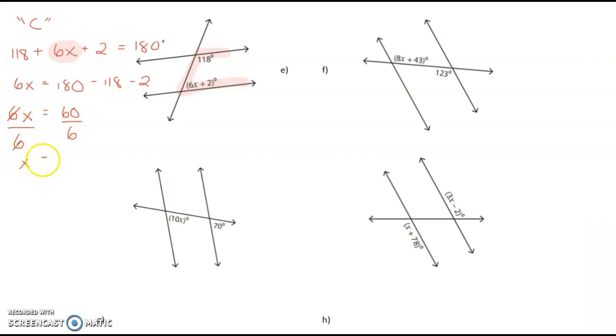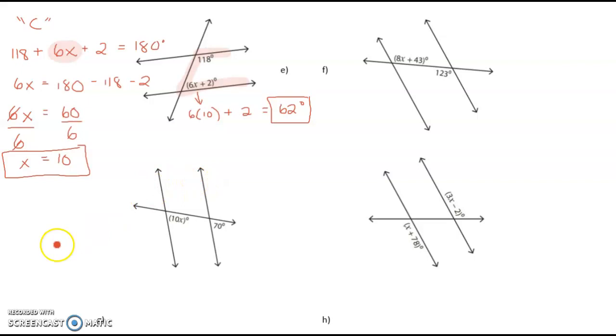6 divided by 6 is 1. 60 divided by 6 is 10. So now we know that x is 10 degrees. So up here, I'm going to have 6 times 10 instead of 6x. So 6 times 10 plus 2. So 6 times 10 is 60. 60 plus 2 gives me 62 degrees.